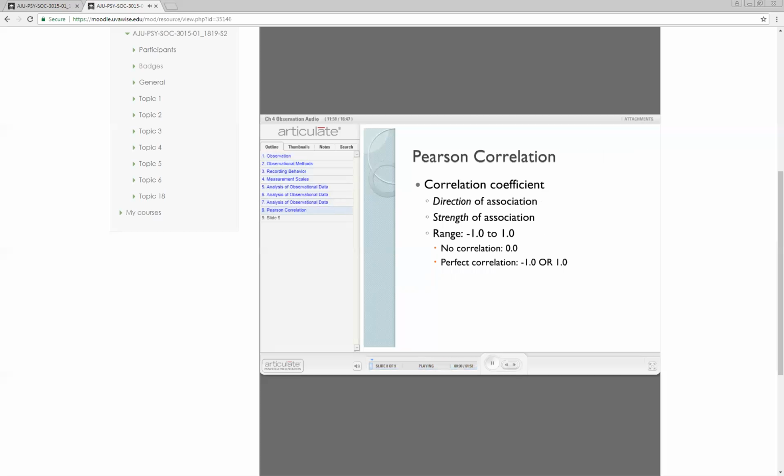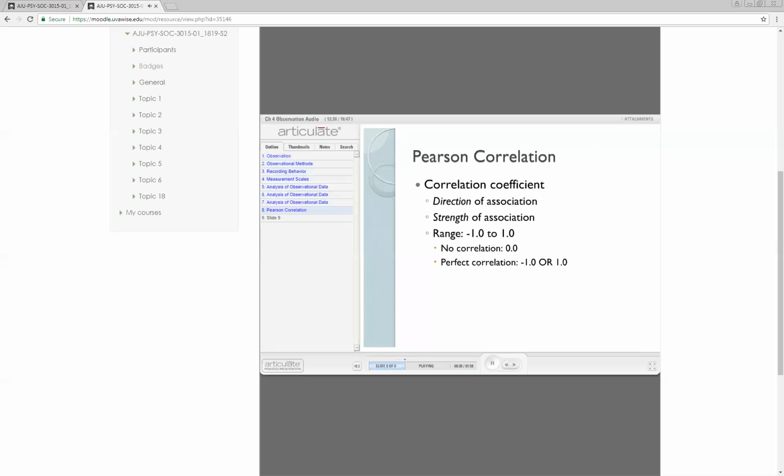Once you've listened to this, I've got several links on Moodle to further help you understand a correlation. But in general, a correlation is the relationship or association between two variables. When we're talking about inter-observer reliability, we're talking about the relationship between one observer's code or observations and the second observer's observations. How closely are they related? There's a specific statistic called the correlation coefficient that tells us two things about the relationship between the two.